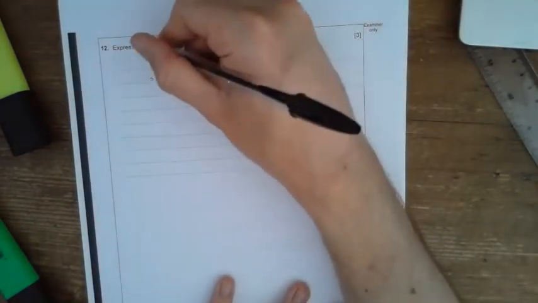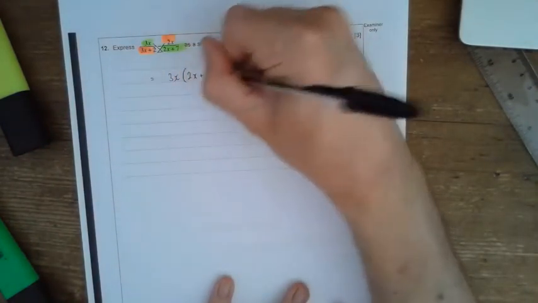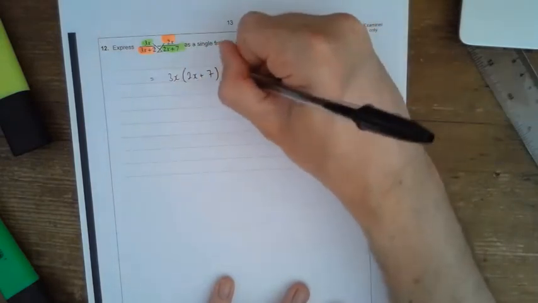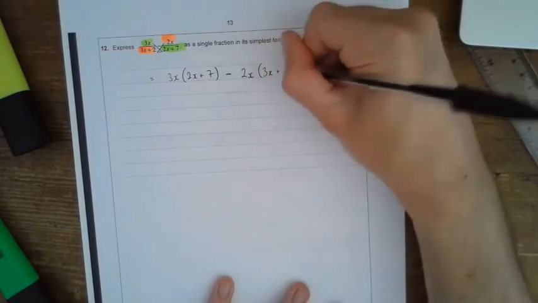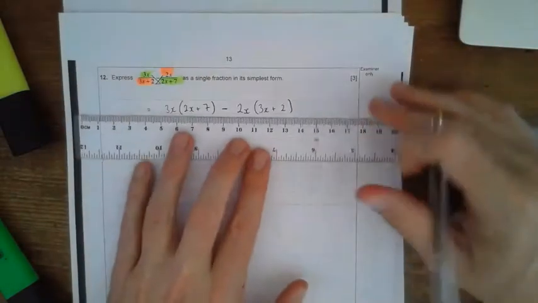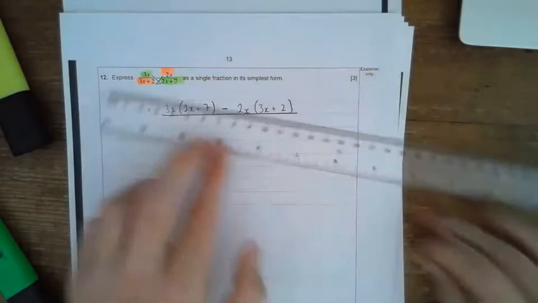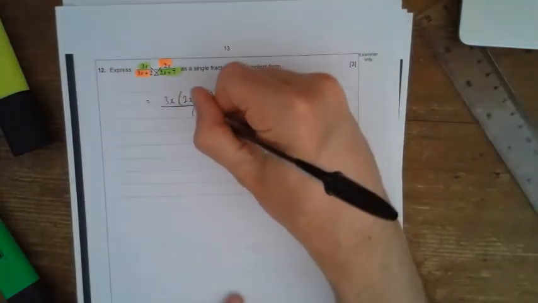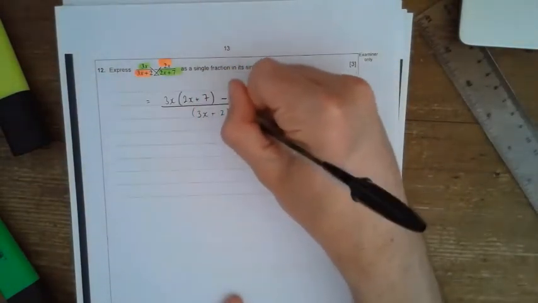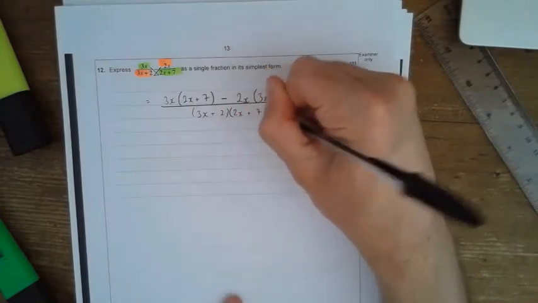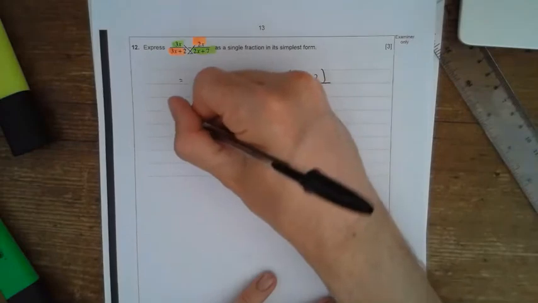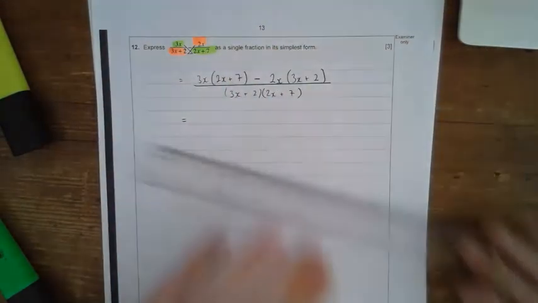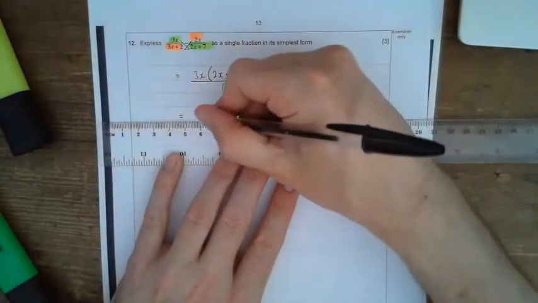And then, let's deal with the first bit. So we get 3x times by 2x plus 7. There's 2 bits, so I put it in a bracket. Minus 2x, bracket 3x plus 2. And then I put it all over one common denominator where these two are timesing by each other. So I'm going to have 3x plus 2 and then 2x plus 7. Now, in terms of our denominator, there's absolutely no need to expand that and simplify that. That's already in a nice simple form. If I expanded it, I'd only want to factorize it.